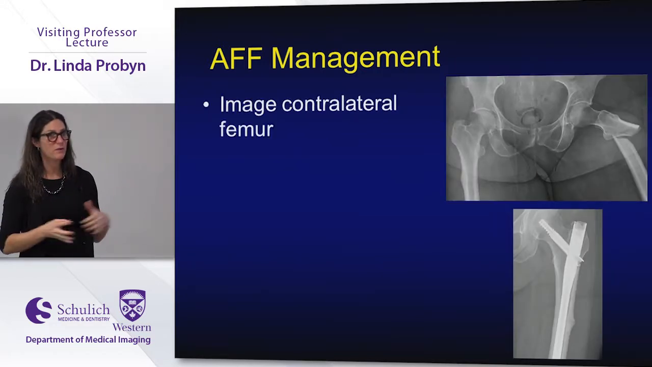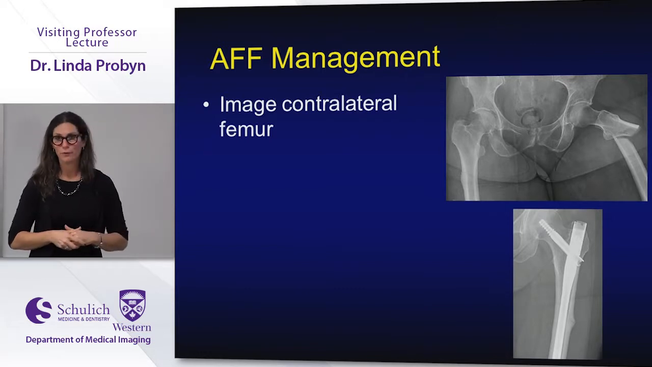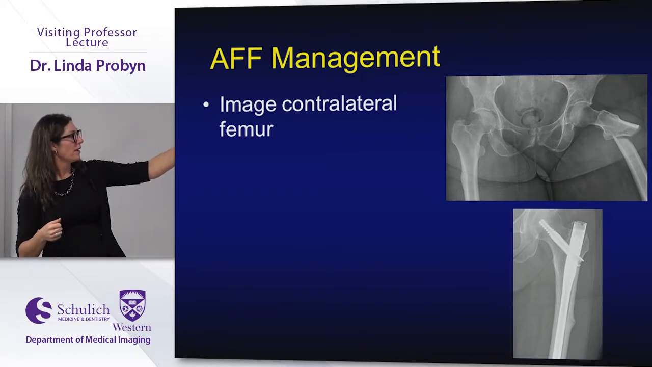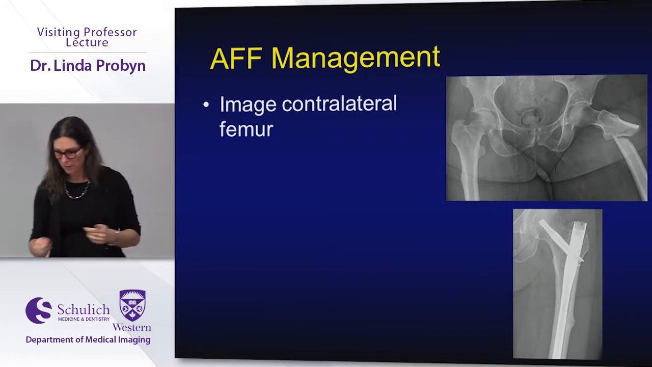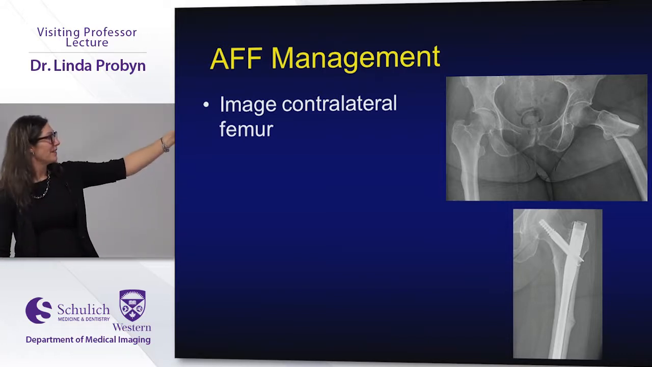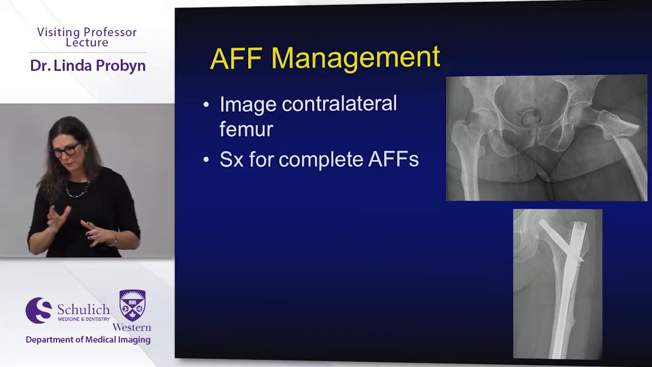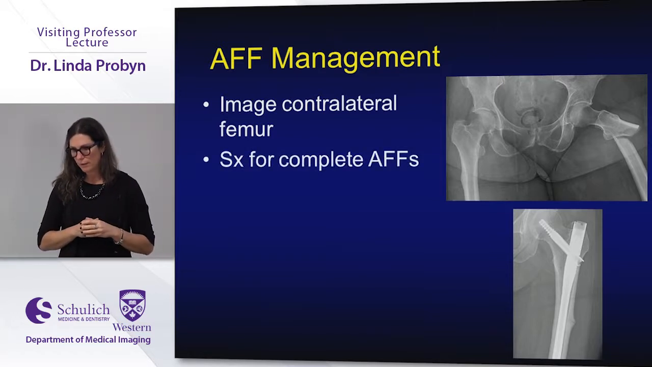We have already talked about the importance of imaging the contralateral femur. So that's the next thing you do. You see on the left, that was fixed with an intramedullary rod, but look on the right. That right one is at risk. So that's definitely important, and that needs to be monitored.